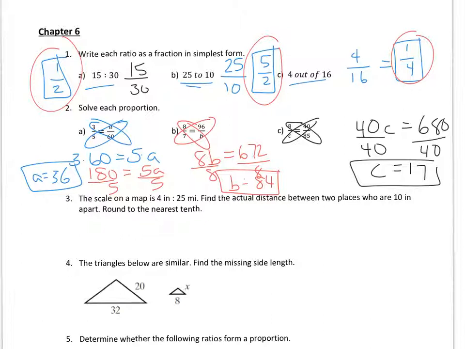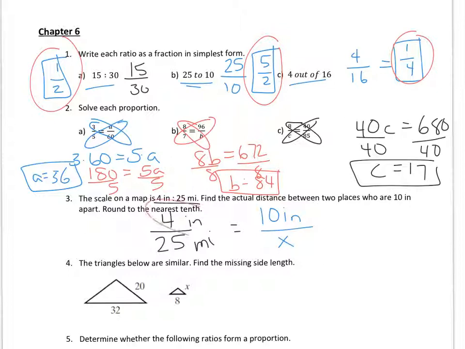Number 3, the scale on a map is 4 inches to 25 miles. So you can write this as a fraction: 4 inches over 25 miles. Find the actual distance between two places that are 10 inches apart. So if I have 4 inches up here, I'm going to write 10 inches on the top. And I want to find the distance, miles, and that's x.